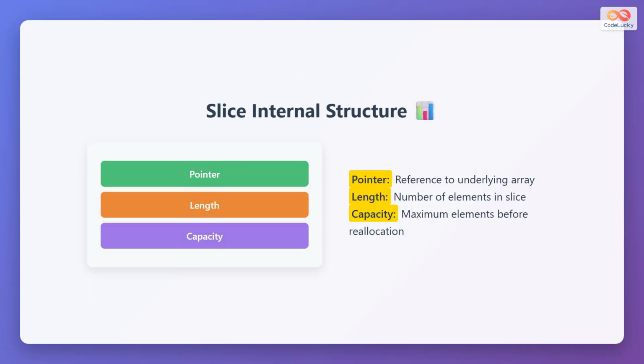Let's understand the internal structure of a slice. A slice consists of 3 main components: a pointer, a length, and a capacity. The pointer is a reference to the underlying array where the slice data is stored. The length represents the number of elements currently present in the slice. The capacity indicates the maximum number of elements the slice can hold before a new underlying array needs to be allocated. So, remember, the pointer references the underlying array. The length is the number of elements in the slice, and capacity is the maximum elements before reallocation.